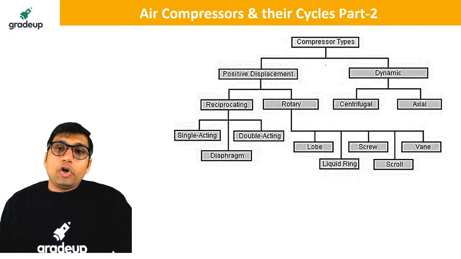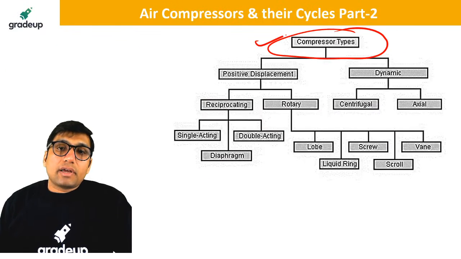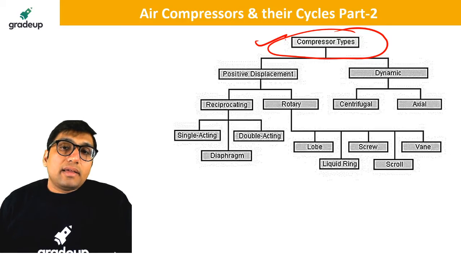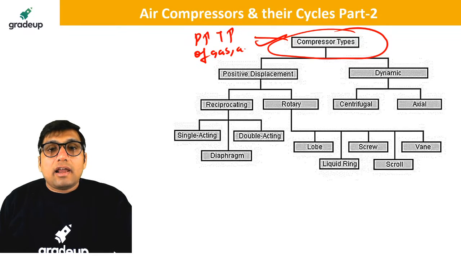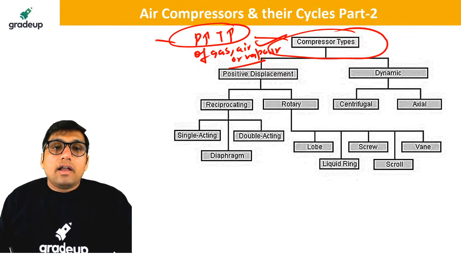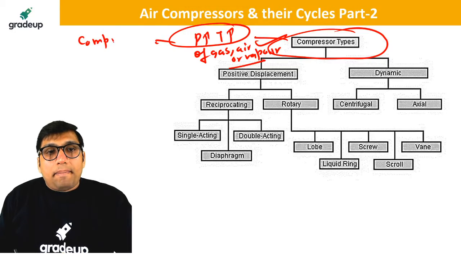Now we are going to understand the compressor. Different types of compressors are there. A compressor is basically a device which is used to increase the pressure and temperature of a gas. It is used for gas, air or vapor. So basically, a compressor is a device used to increase the pressure and temperature of a compressible fluid.